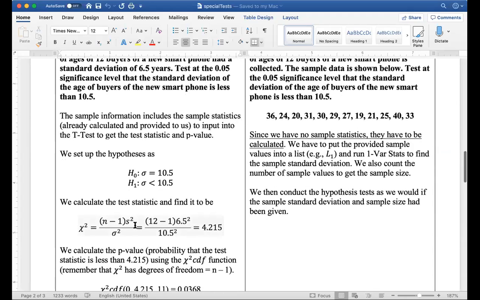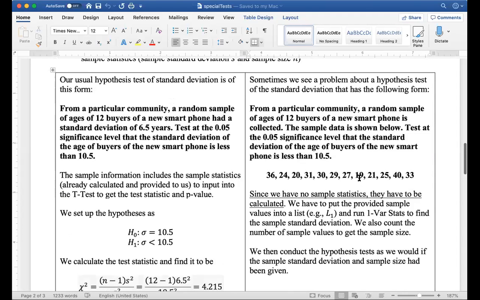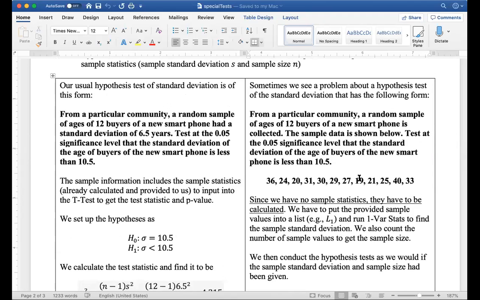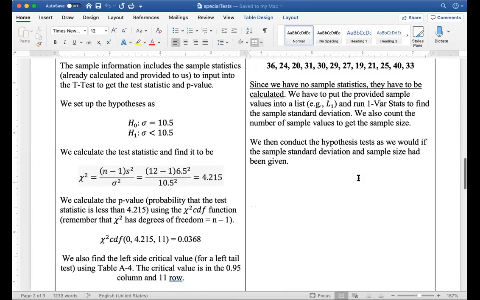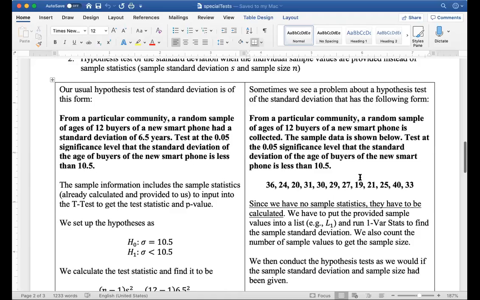And we know that there are 12 sample values, and so the degrees of freedom, of course, is 11. We would be able to find the test statistic, and once we've got that, we would be able to find the p-value. So if you do not have the sample standard deviation in a test of standard deviation, but you do have the sample values, you're going to have to put those values in a list and run one-var stats to get the sample standard deviation, and then proceed from there just as you did when you did have the statistics.